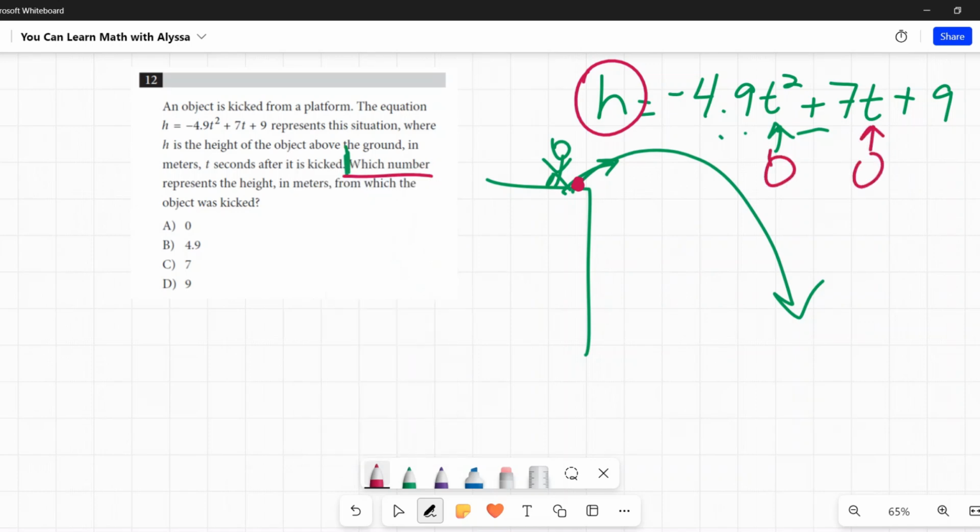If I plug in a 0 here for t, it's going to cancel that out because 0 squared is 0. And negative 4.9 times 0 is just 0. That one's gone. 7 times t, 7 times 0, 0. That one's gone. All that's left is my 9. The height is 9. It was kicked from a platform 9 meters tall. D is my answer.